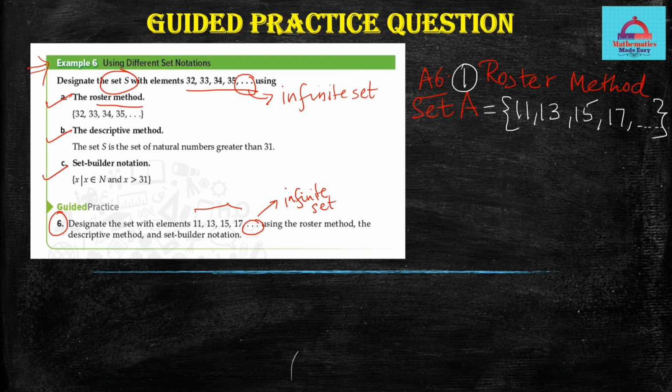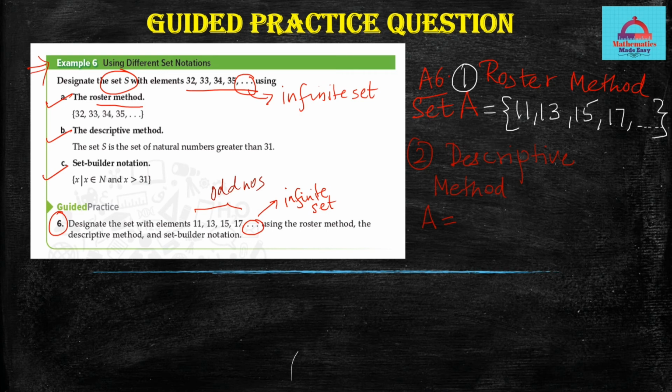Let's do the second one now, which is descriptive. So now using these elements which are given, you just need to describe in the form of a sentence your set A, which is going to denote these elements. Now for these elements, you can see that they start from 11, then 13, then 15, then 17. So can we say these are all odd numbers? Yes. And in fact, to be very precise, odd natural numbers.